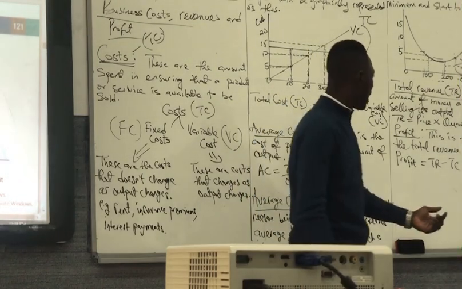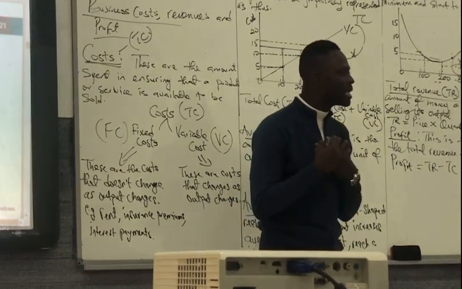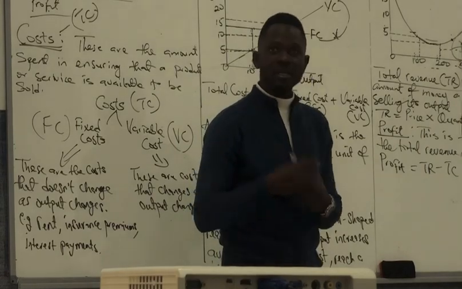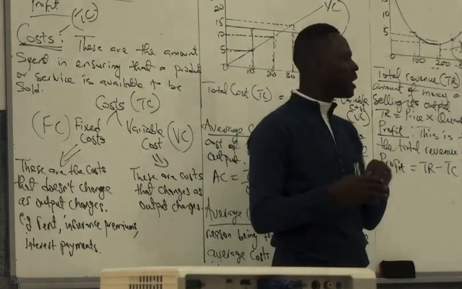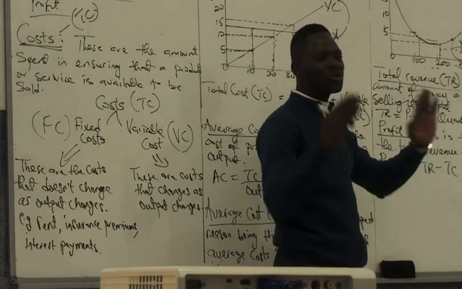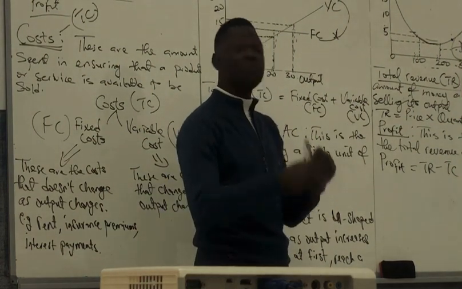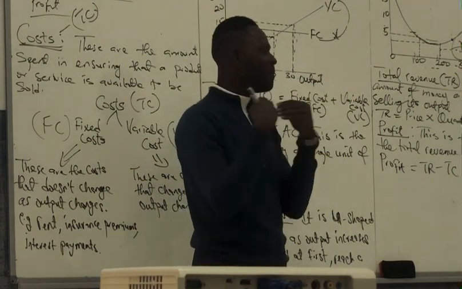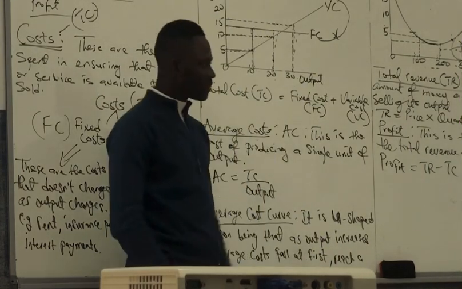Then we have our profits. Firms will not survive without making profits. So profit is your total revenue minus your total cost. That means the amount of money you made from selling the product minus the cost of this product.